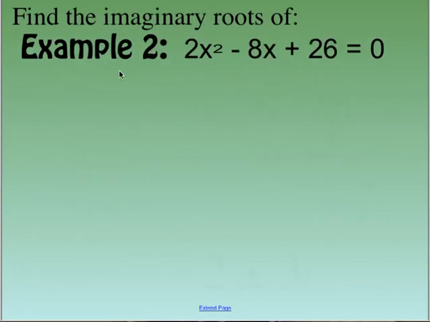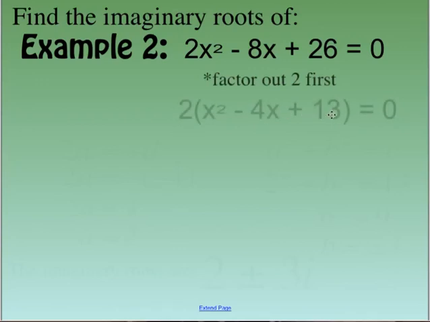Let's go to example 2, the last one of our notes. It's 2x squared minus 8x plus 26. Now you'll notice there is a number in front of x squared. In order for the shortcut to work, you can't have a number out there. You need to factor that number out. So we're going to factor the 2 out. So then we get 2 times x squared minus 4x plus 13 equals 0. And so now I'm only going to use what's in parentheses. My d is now negative 4 and my e is 13.